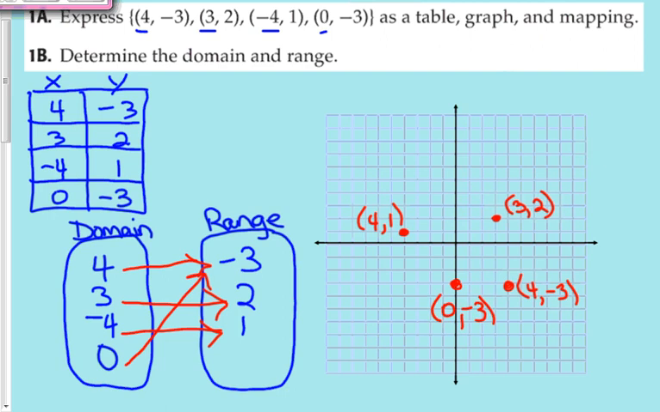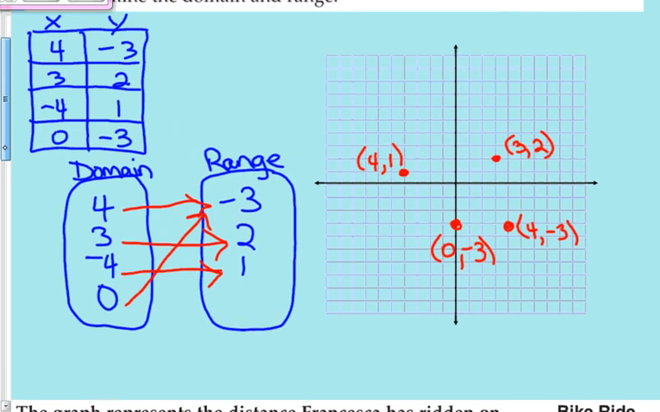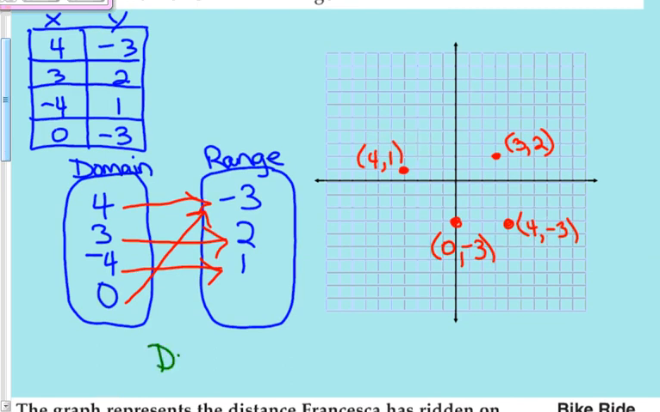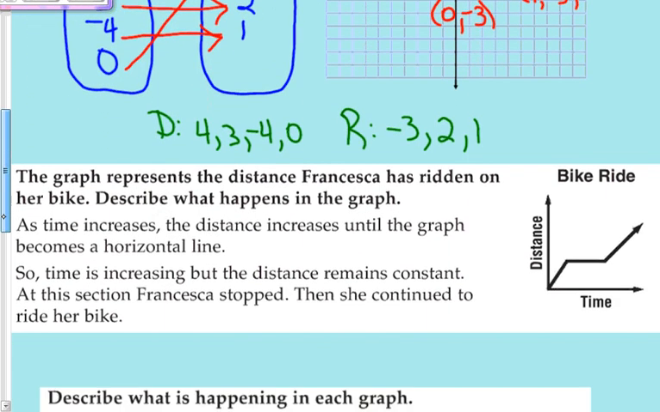It's showing it as a table, graph, and mapping. Now, determine the domain and range. Last answer. Let's say my domain is 4, 3, -4, 0. My range is -3, 2, and 1. That finishes that question. There's a lot to do on a question, but they're all really easy.